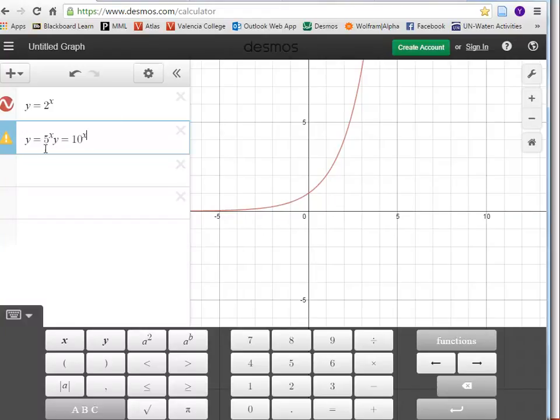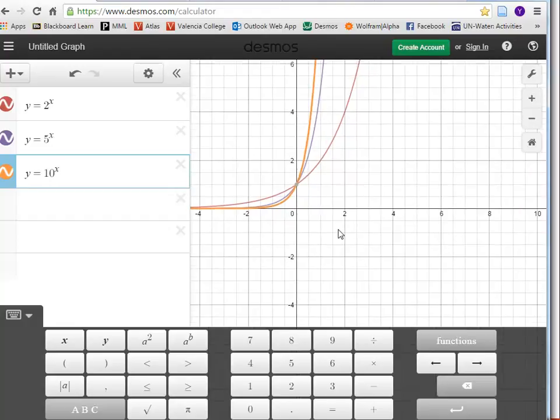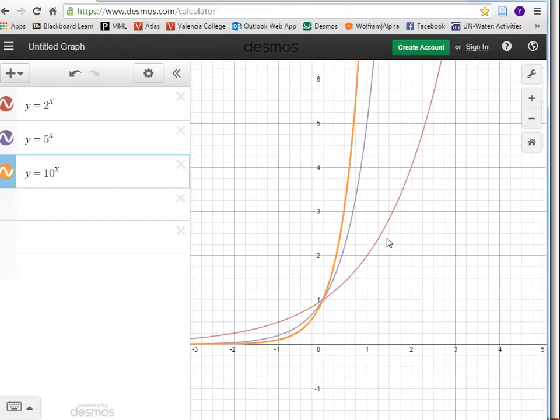Oops, I just freaked Desmos out here. See if that will work. Nope, that won't work. Let me see if I can cut and paste. Hey, that worked. All right. So again, just as a reminder, the bigger the base, the quicker the exponential grows. So here's my 2 to the x, here's my 5 to the x, here's my 10 to the x.